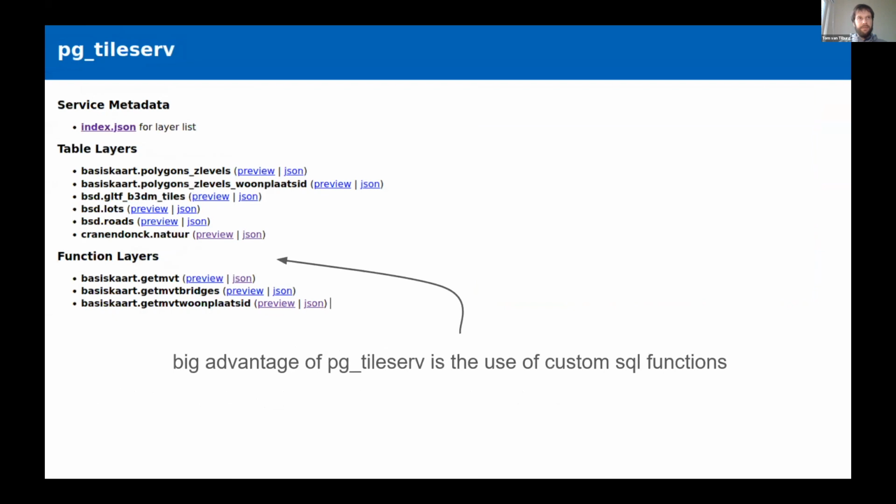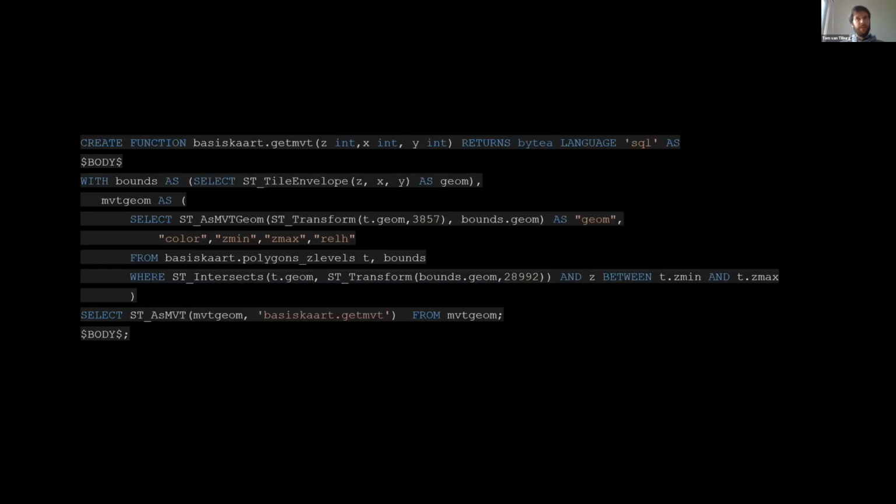And luckily, there's a very nice feature there. One of the biggest advantages of pgtileserv is that you can very easily connect to a custom SQL function. If you write the function in a certain way, it will be picked up and it will be served as a vector tile. And this gives you flexibility. And I hope you don't get scared, but there's quite some code coming in here. This is basically the way that you build a piece of vector tile function.